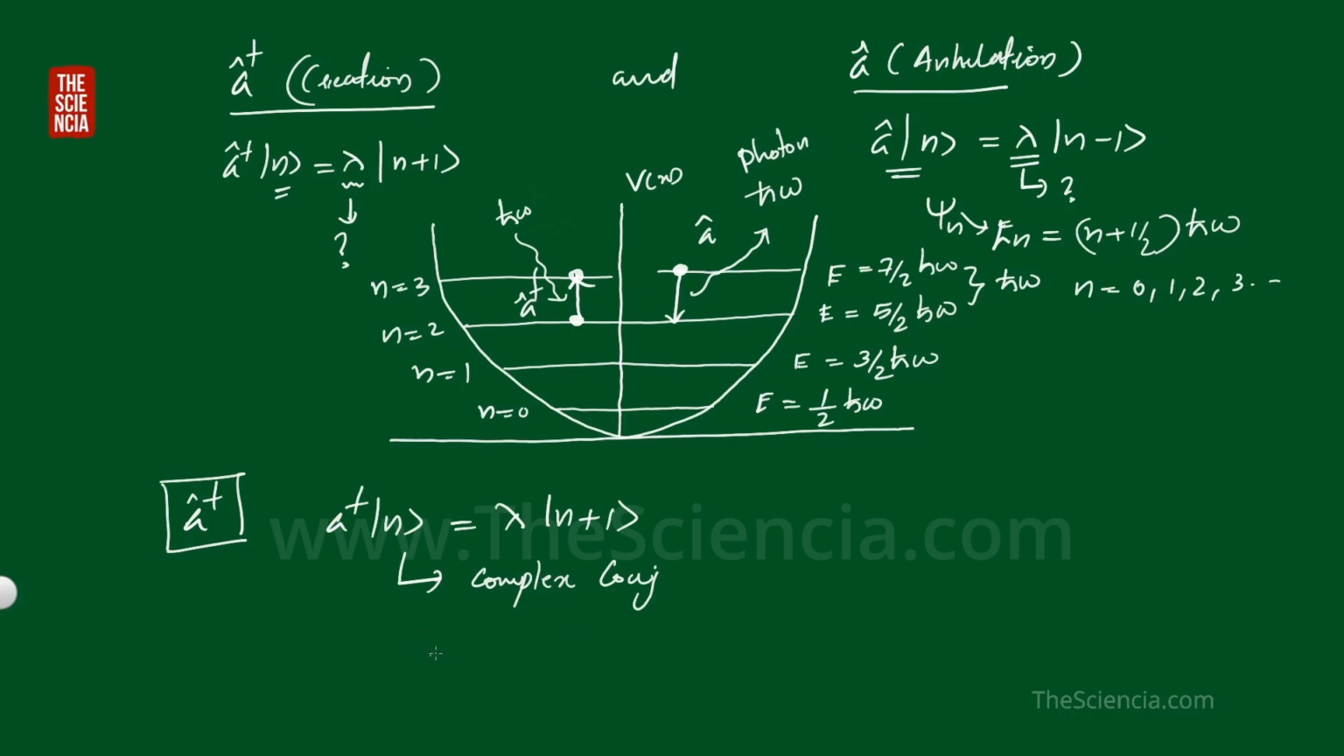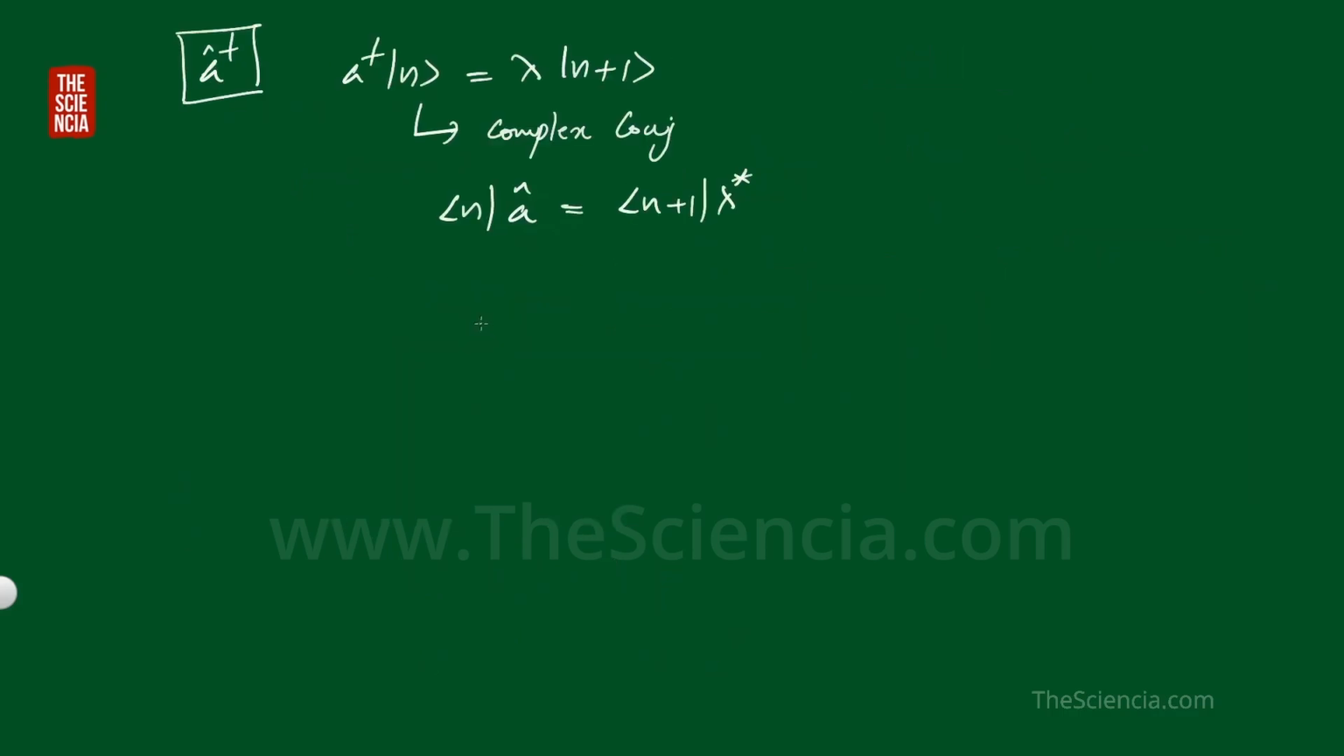So what will we get? We will get bra n a dagger becomes bra n plus 1 lambda, where lambda star appears because we are taking the complex conjugate of this value. Now I am going to multiply this term by this one, that is bra n, annihilation operator, next one is creation operator, ket n, which is equal to bra n plus 1 lambda star into lambda ket n plus 1.